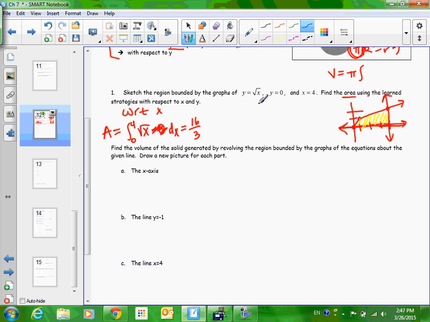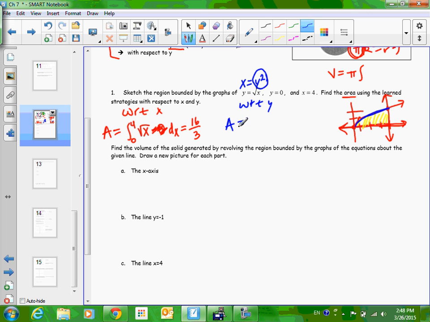Okay, now, just for fun, right? This is everybody's idea of fun. We're going to do this problem with respect to y. And this is going to help us. I'm not doing this for no reason. I'm doing this because it's going to help us for the next piece. What do you need to do to that equation, y equals square root of x? Get x by itself, so square both sides. So this is the equation I'm going to have to use for that top curve when I get to it.